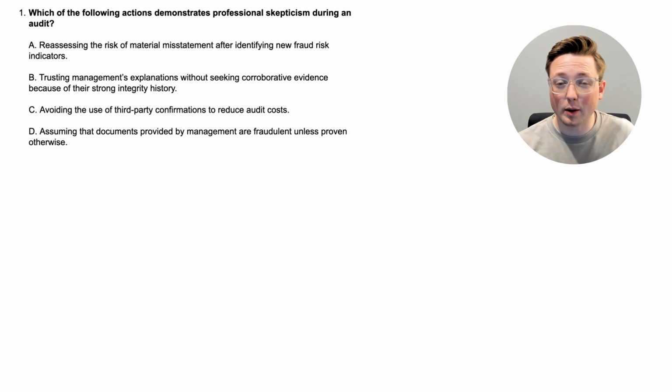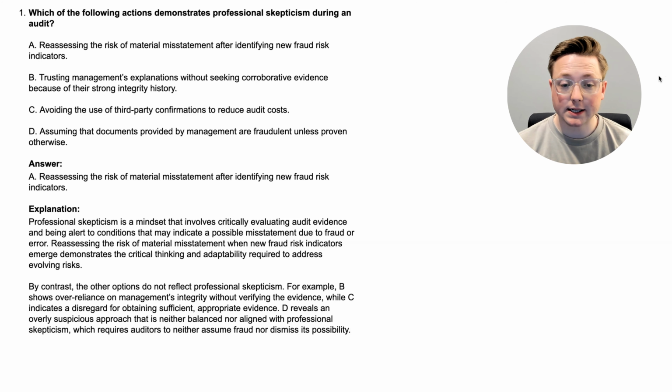Now, if you don't really know what professional skepticism is or really how to apply it, that's okay. We are using these questions to learn about professional skepticism and the things that might cause problems with it, and a little bit about professional judgment as well. So again, if you don't know the answer, that's okay. We're going to go ahead and look at the explanation to learn how this works. All right, here we are. The answer is A, reassessing the risk of material misstatement after identifying new fraud risk indicators. That is applying professional skepticism. Let's go through the explanation.